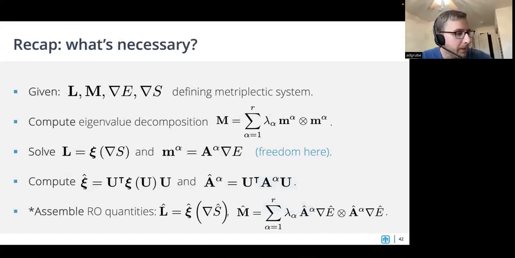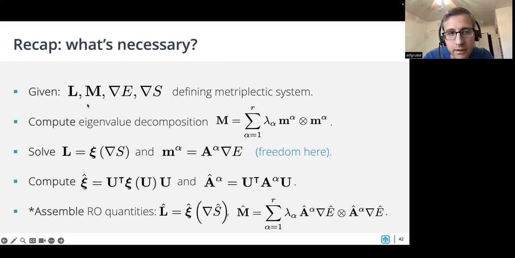So for the remainder of the talk, I'll tell you about how you can reduce the cost of that and also show you some results. So first, that was a bunch of technical stuff, and I want to make it clear exactly how this works. If you're given a metriplectic system to start, then the first thing that you have to do offline is just find an eigenvalue decomposition of M.